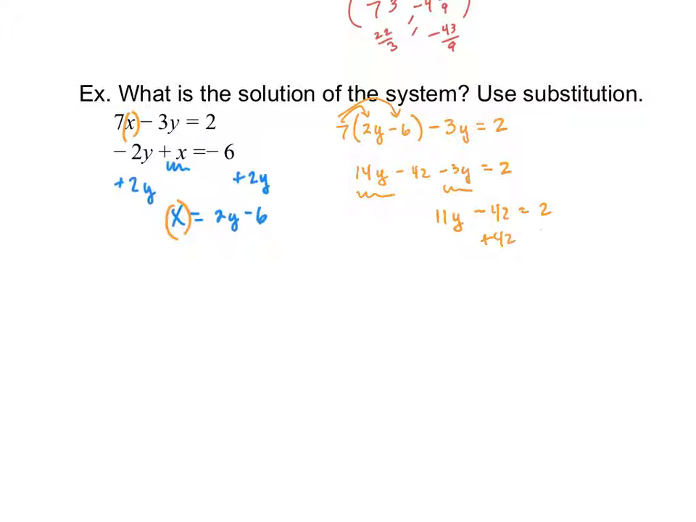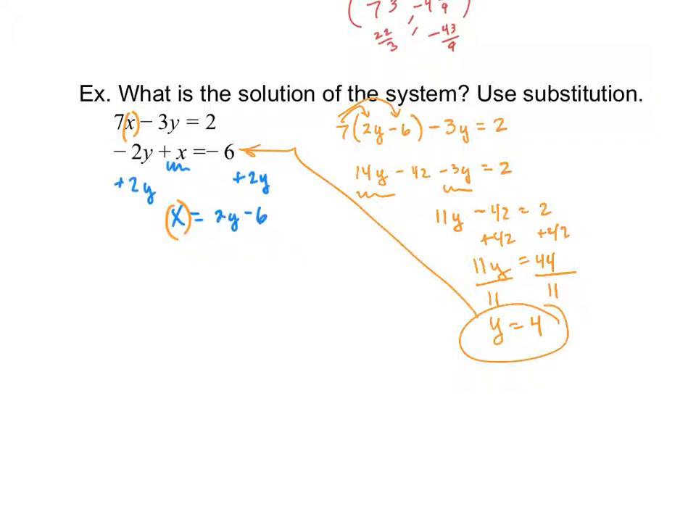Go ahead and add 42 to both sides. And I'm going to have 44 over here, and I'm going to have 11y over here. Divide by the coefficient, dividing both sides by 11. y is going to be equal to 4. Now that I have found y, I can go ahead and plug it back in over here if I want. Either problem, it doesn't matter. But if I have negative 2 times 4, because 4 is what y is equal to, plus x equals negative 6, I have negative 8 plus x equals negative 6. Go ahead and add 8 to both sides, and x is going to be equal to 2.